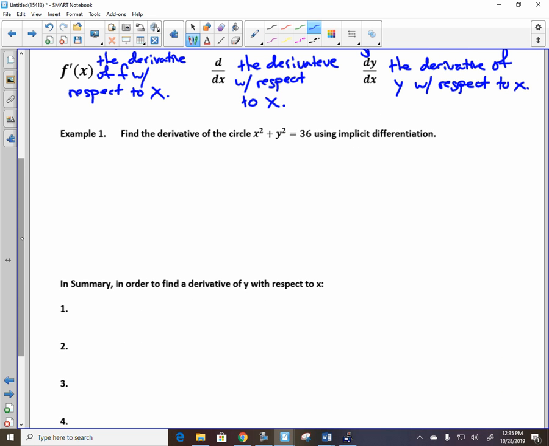So I'm only going to do this once. Okay, you will not have to do this again, but I'm going to find the derivative of x squared plus y squared equals 36 using implicit differentiation. Okay, all right. Implicit differentiation, we'll show you what that means in a second here. So I have the derivative with respect to x of x squared plus y squared is equal to 36.